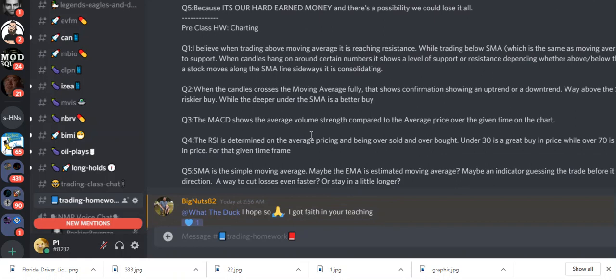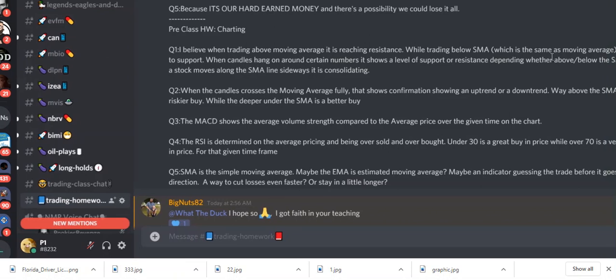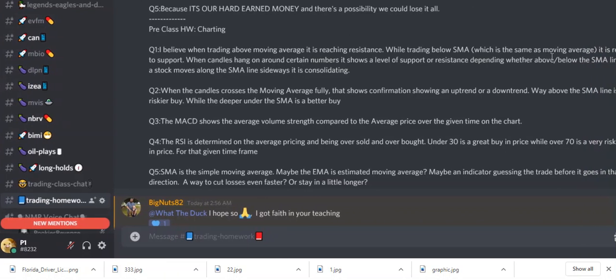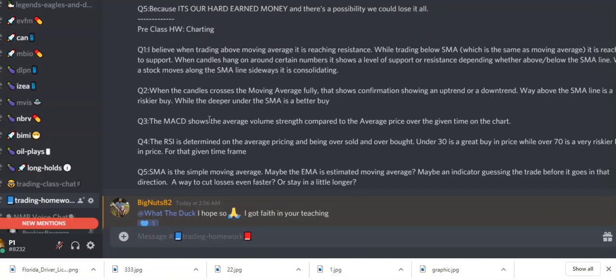So it looks like this person does have a basic understanding. I believe when trading above moving averages is reaching resistance, while trading below the SMA, which is the same as a moving average, to support. So yeah, it's somewhat of an understanding of how these work.